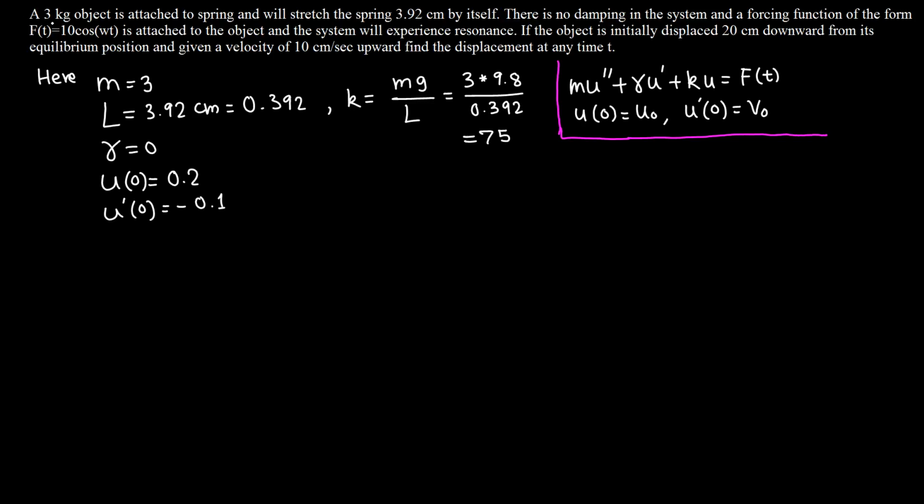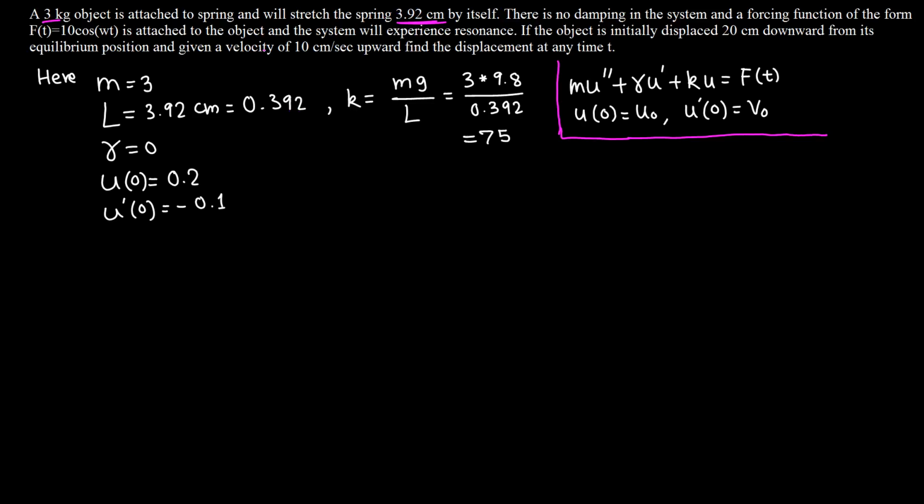So in this question, a 3 kilogram object, that's the mass 3, is attached to a spring and it will stretch this spring 3.92 centimeter. So we need to divide by 100 to convert into meters, because meters and kilogram are in the same range. Divide by 100, you get 0.392.